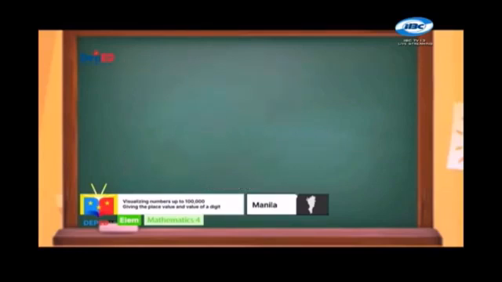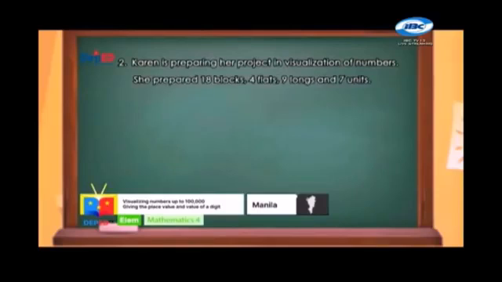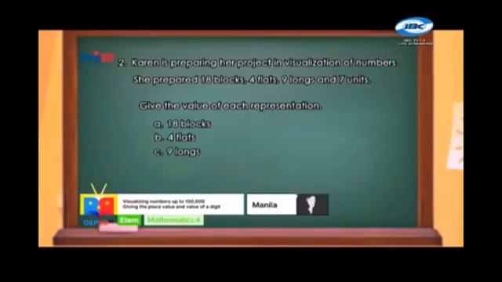Number 2. Karen is preparing her project in visualization of numbers. She prepared 18 blocks, 4 flats, 9 longs, and 7 units. Give the value of each representation. 18 blocks, 4 flats, 9 longs, and 7 units. What number is assigned to Karen?